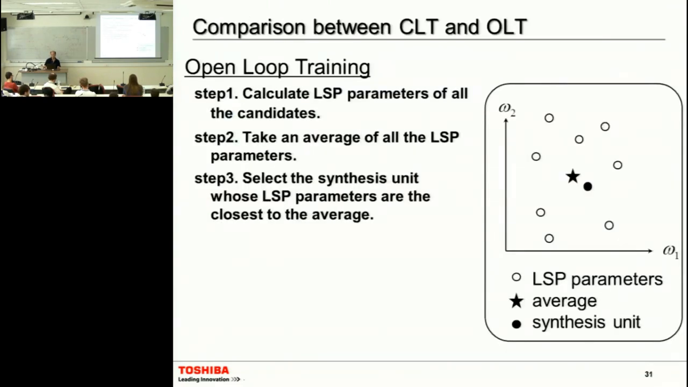And we compared closed loop training with open loop training. Open loop training is like this. We have training data, and we calculate the LSP parameters of all the training data and take an average of all the data. And we select the synthesis unit whose LSP parameters are the closest to the average. The closest data is used for the synthesis unit in this case. This is open loop training.